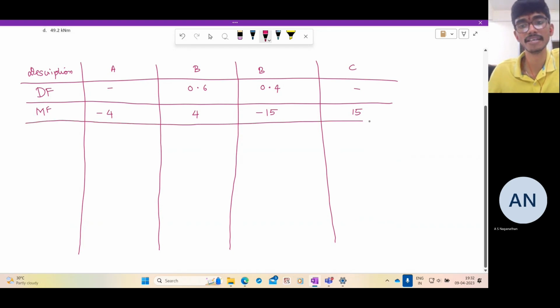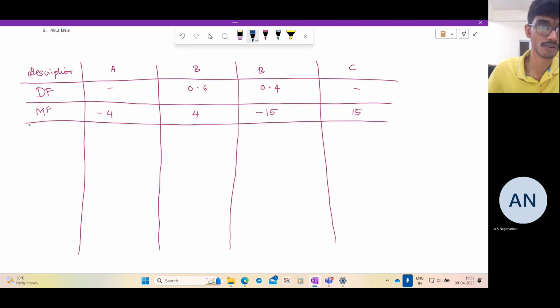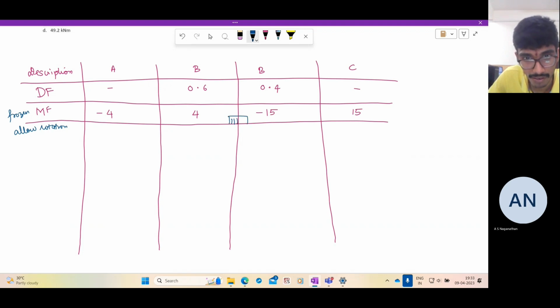Now, what is the first step? So iteratively, we are going to do it. So this is already frozen. Now this is already frozen. Now allow rotation. So how much rotation should we allow? What is the unbalanced moment here? It is -11. So you need to supply the opposite of it, which is 11 kilonewton meter. Again, I'm boxing it just to indicate that this should not be added up in the final thing.